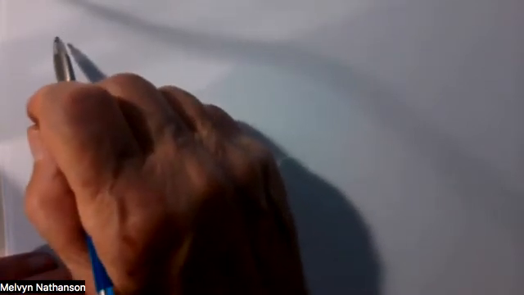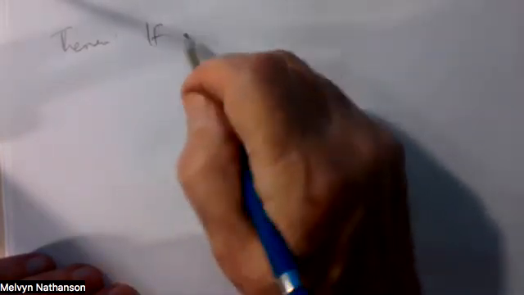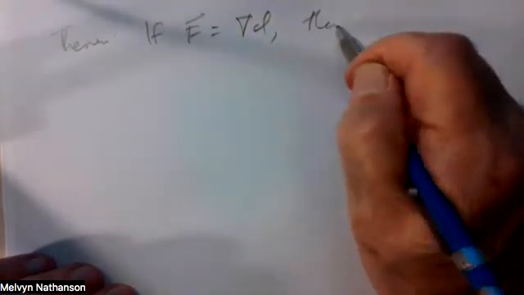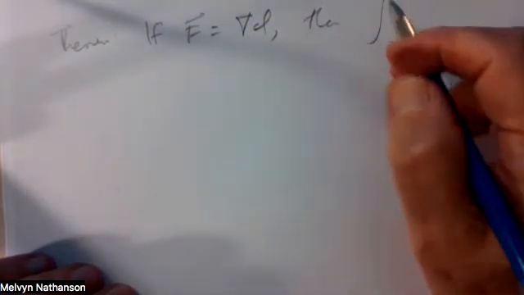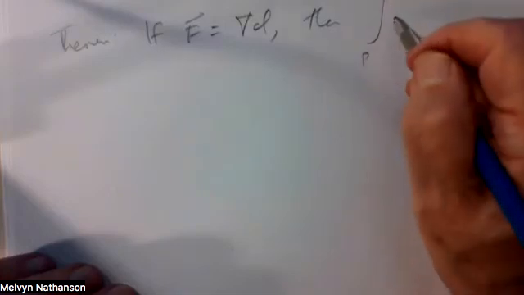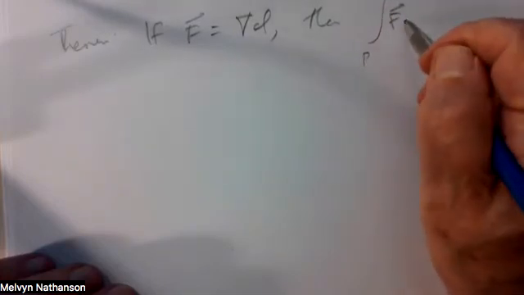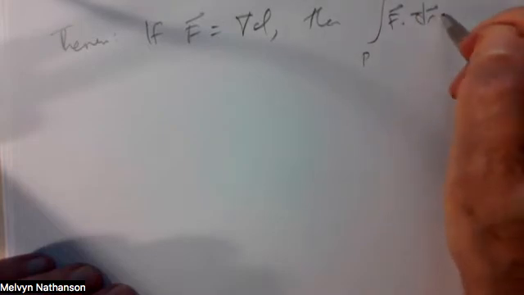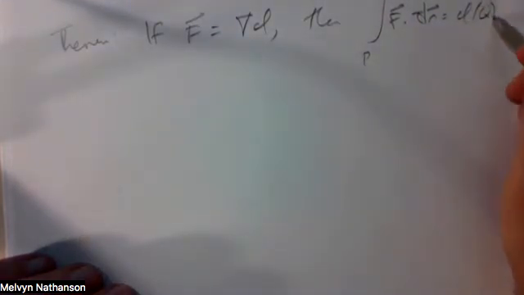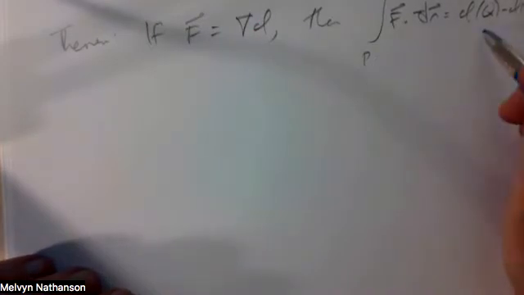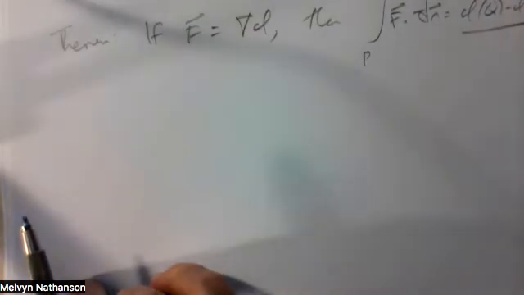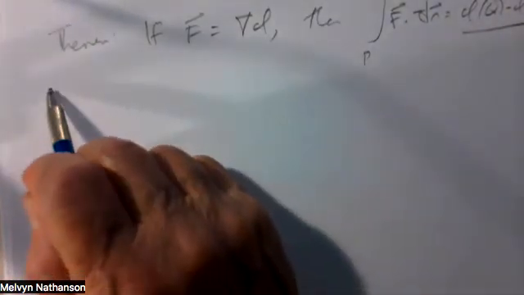So here is the following theorem. If f is the gradient of phi, then the integral from p to q along any curve of f dot dr is phi evaluated at q minus phi evaluated at p. So maybe in order to try and make this a little bit more coherent, let's take an example.